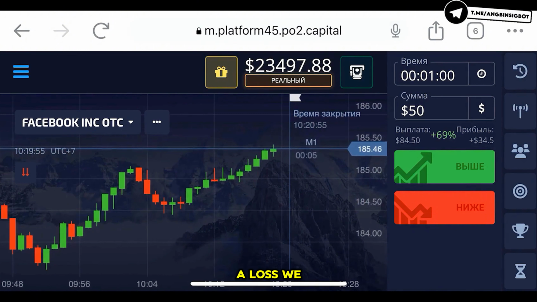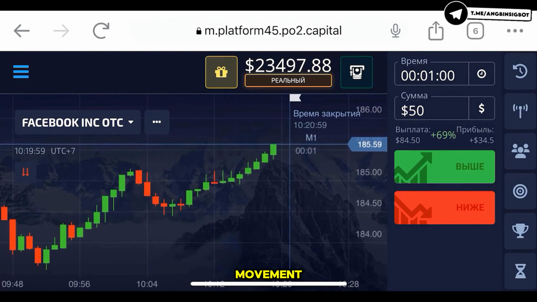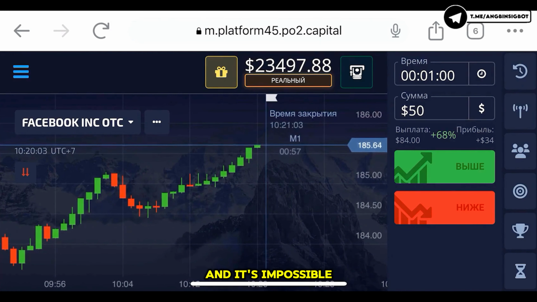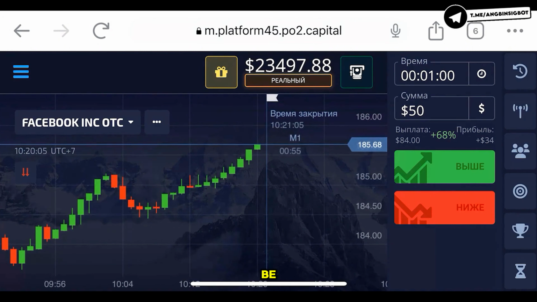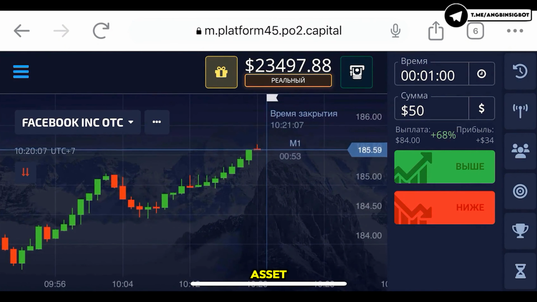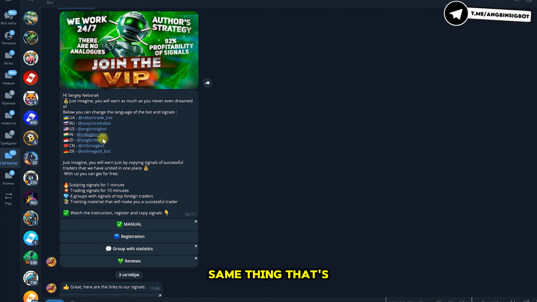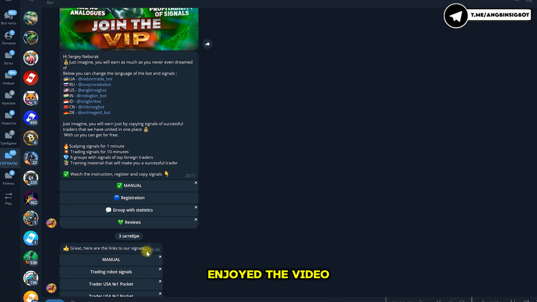If we catch a loss, we also don't try to change anything, because there might start a sideways movement, a change in trend, or it could just be a false jump. And it's impossible to guess what the scenario will be. Therefore, we move away from the asset, look for the next similar situation, and do the same thing. That's all the logic.